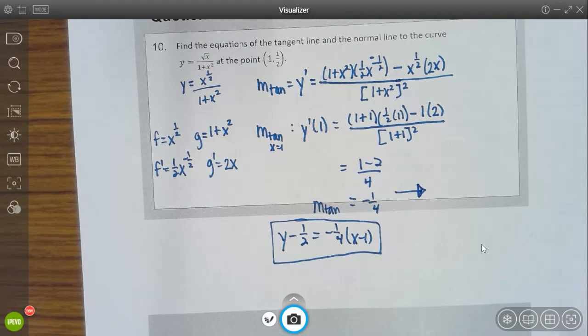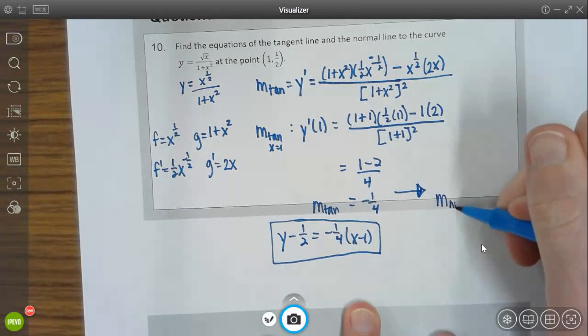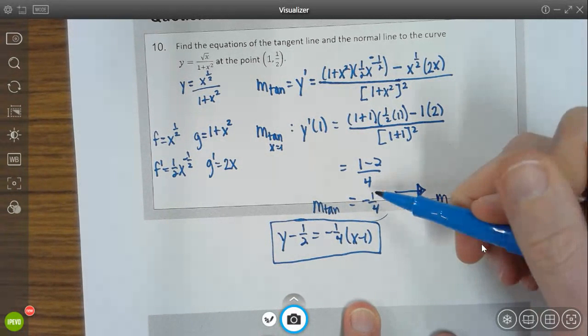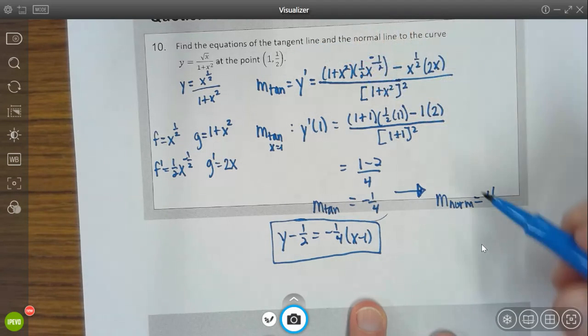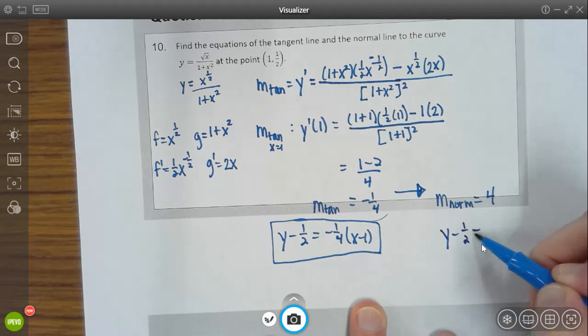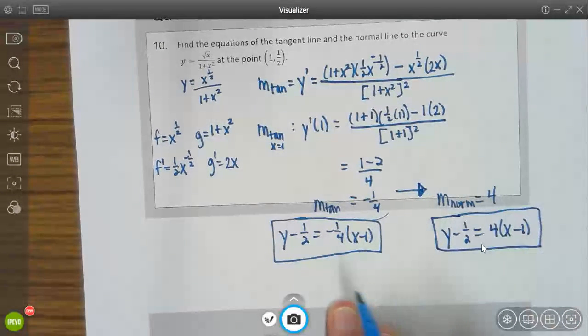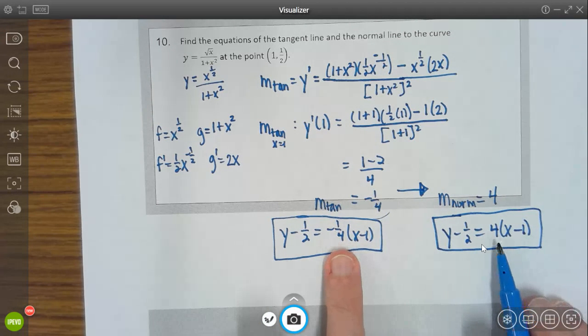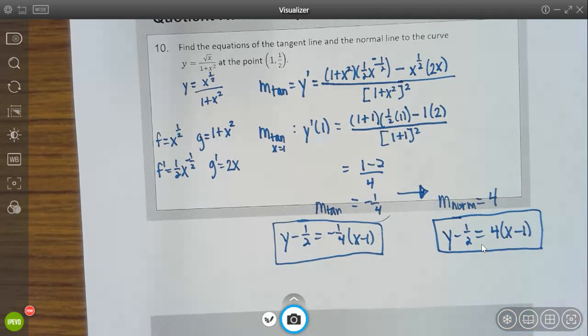And again, once we know our tangent line slope, at that same point, the normal line slope is just the opposite reciprocal. So if my tangent line slope was negative 1/4, my normal line slope is 4, and I'm going to use this slope with that same original point. So I'm going to do y minus 1/2 equals 4, and then parentheses x minus 1. And that's my equation of my normal line. And they look exactly the same, except the slopes are opposite reciprocals. That's my tangent slope. There's my opposite reciprocal for my perpendicular slope for my normal line.